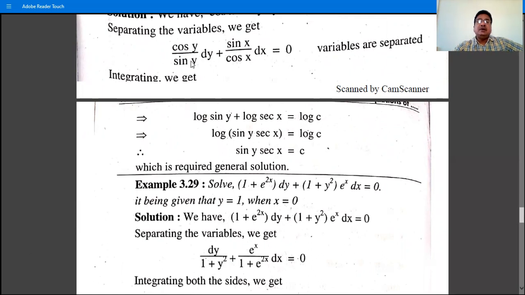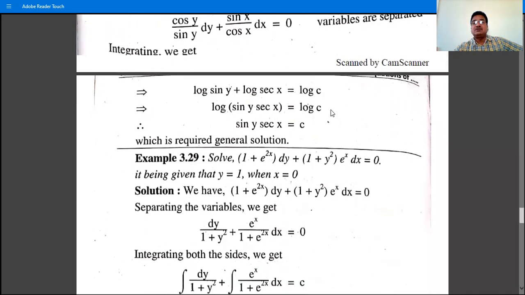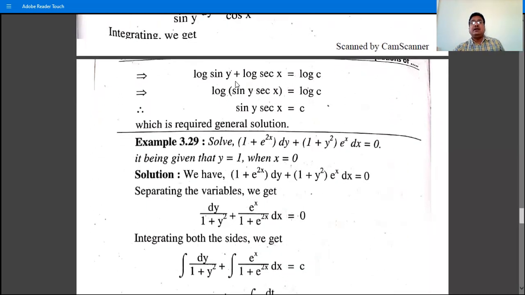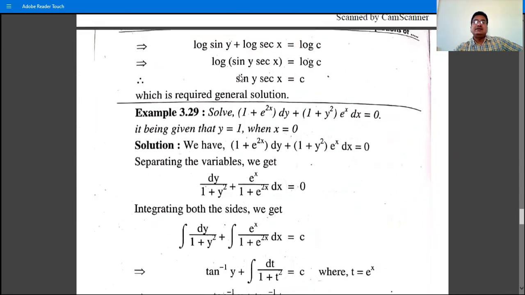So by using the rule f dash x divided by fx, it is log sin y, or cos y by sin y is cot y, and integration of cot y is log sin y, and integration of sin x by cos x is tan x, and integration of tan x is log sec x is equal to, suppose, log c as constant of integration. Then log a plus log b is log a into b, and then cancel the log of both sides. We have sin y into sec x is equal to constant, and this is the required solution of this differential equation.